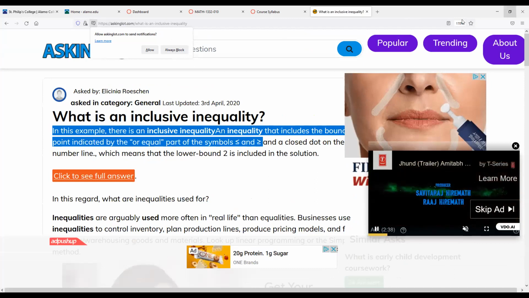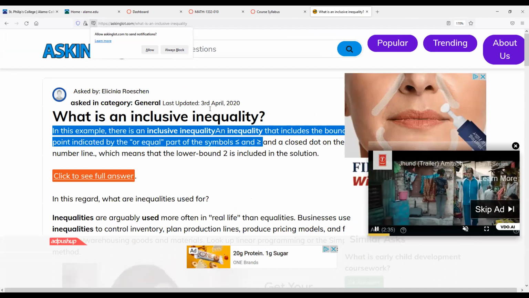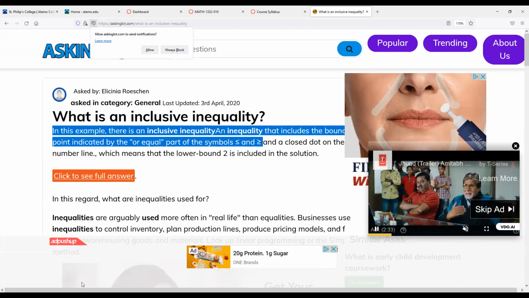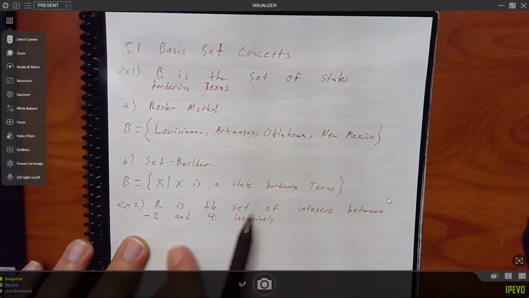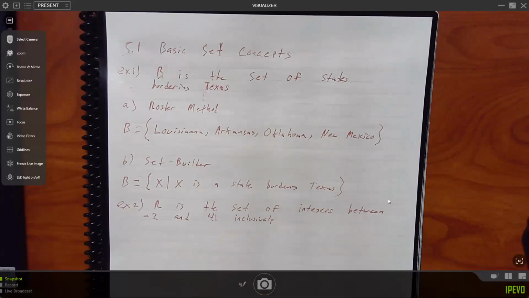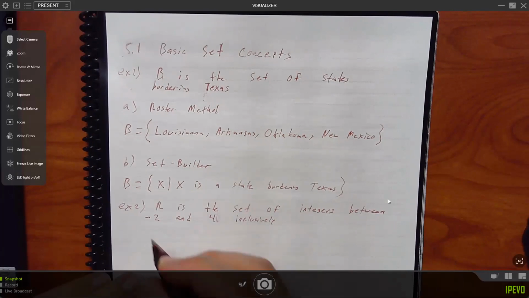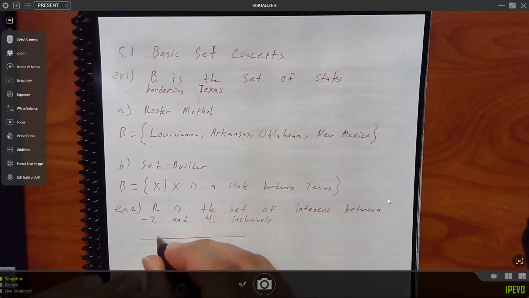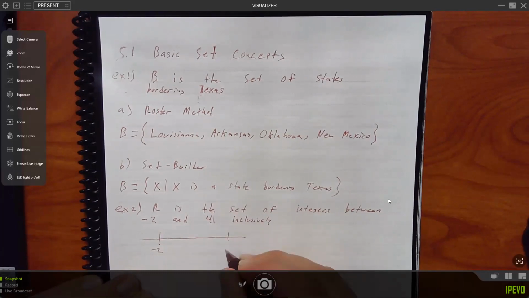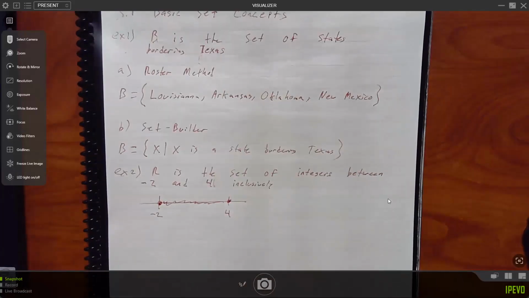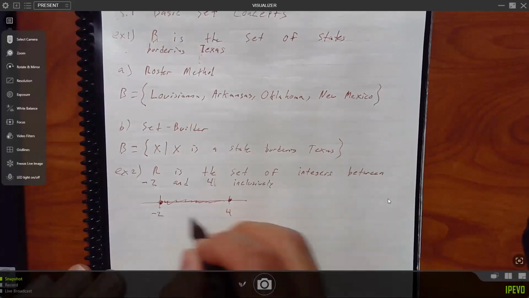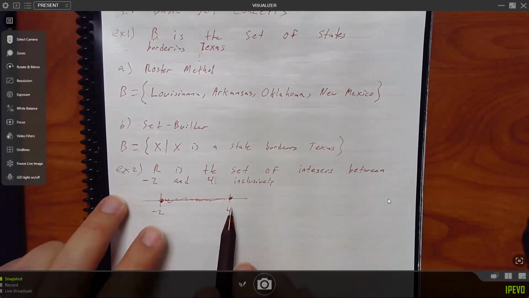Inclusively. So an inclusive inequality. All we're saying, keep it simple, is they're saying all the integers between -2 and 4, but including the -2 and the 4. So visually, we start right on there, and everything in between. So those are all the integers, I should say, not every single decimal, but all the integers between here and here.